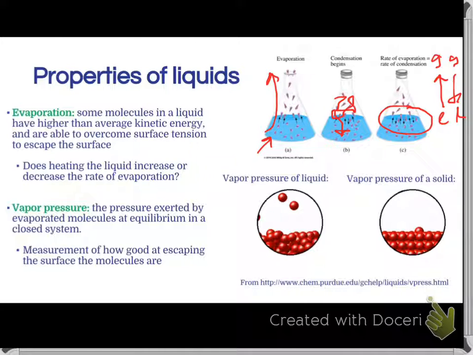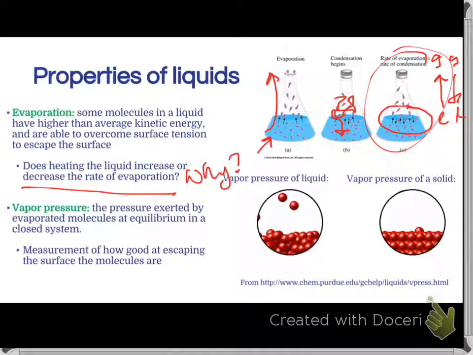Now, I want you to think about this question. If I heat up the water in this flask in C, would that cause the rate of evaporation to increase or to decrease? And why? Okay, so take a second and jot that down in your notes.